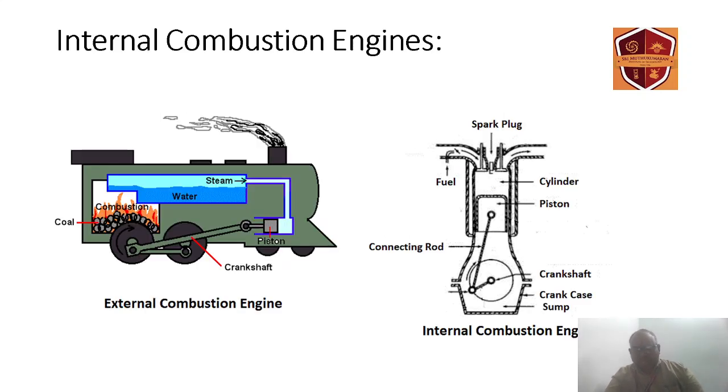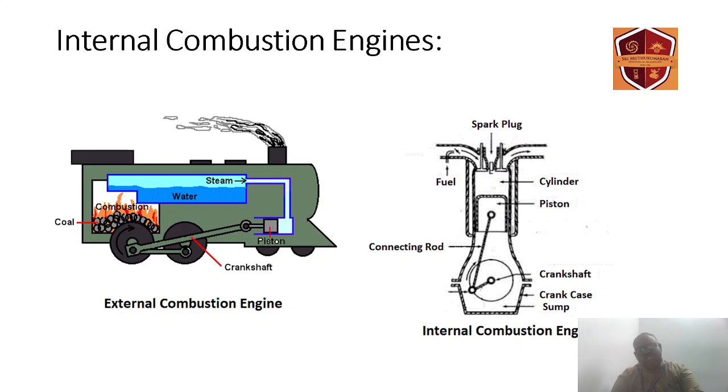There are two types of engines: internal combustion engines and external combustion engines. Generally, what is a combustion engine? That is where the combustion process takes place and heat is involved. In internal combustion, the combustion process takes place internally inside the cylinder. In external combustion, the combustion process takes place externally, for example gas turbines, and the old locomotive steam engine.